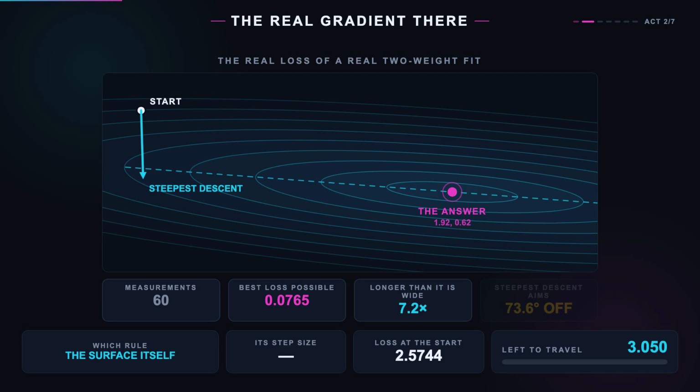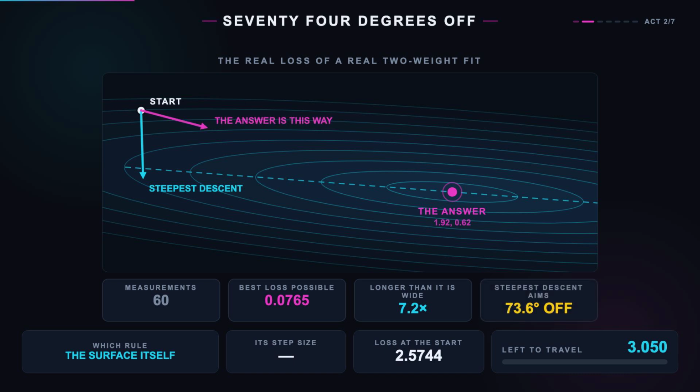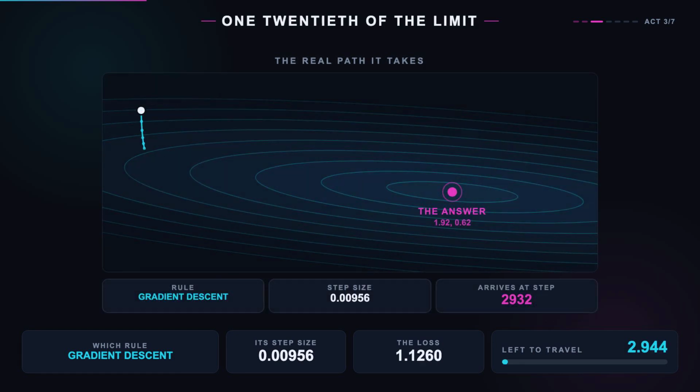So, here is the starting point, and here is the real gradient at it. It points almost entirely across the valley, because across is the steep direction, and steep is the only thing a gradient reports. But the answer is down there. Steepest descent is aiming 74 degrees away from it. Downhill is not the same as towards. It only is if the valley is a perfectly round bowl, and real ones never are. So let us run it, and watch the path it takes.